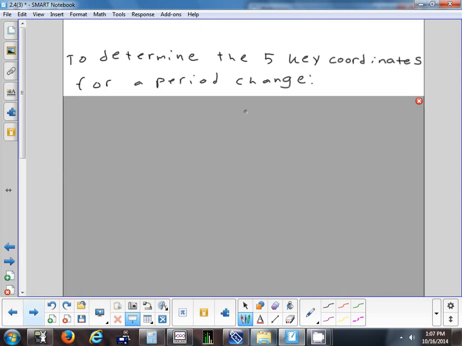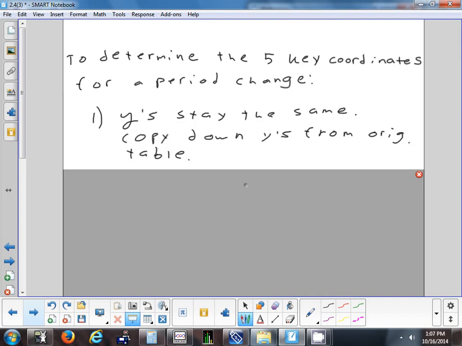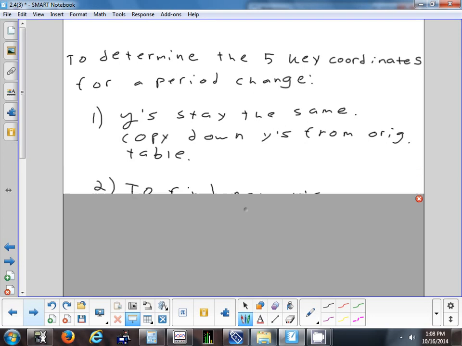Okay. So now we've got to figure out how we graph it. Those 5 key points are going to move, but something's going to stay the same. When you do a period change, what stays the same? Your x's or your y's? The y's. Okay, we're stretching and compressing it left and right. We're changing things horizontally. X goes horizontal, so we're changing the x's. Since the y's stay the same, you can copy them down from the original table. Now we have to find the new x's.